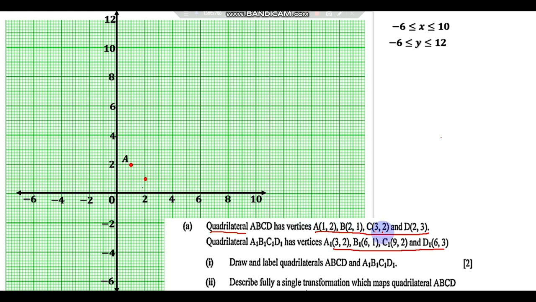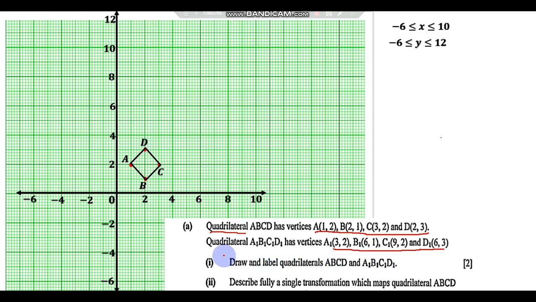Then C is (3, 2). So 3 is here on the x-axis, and 2 is right here. This is where our point is. This is our C. Then our D is (2, 3). So 2 is right here, 3 is right here. That is where the D is. Then we draw this shape. We connect the points, forming that square there.